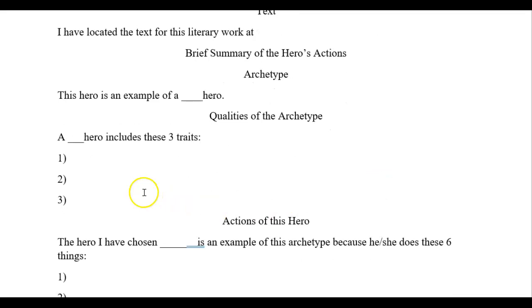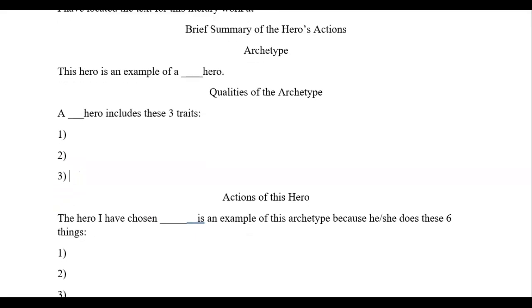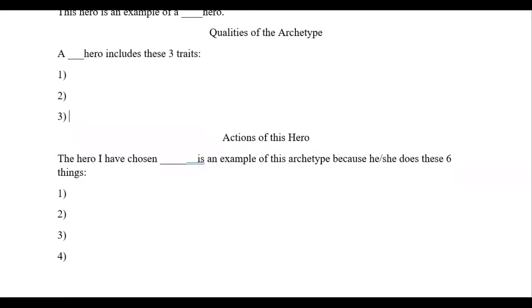Next, we show the blank archetype includes these 3 key critical traits: 1, 2, and 3. The actions of the hero that prove that hero to be an example of this archetype. We have 2 for each of these 3. 1 example, 2 examples of this particular trait, 2 examples of this trait, and 2 examples of the third trait.